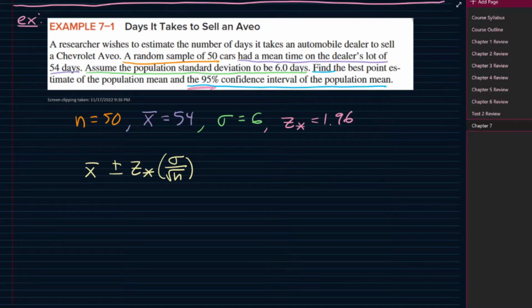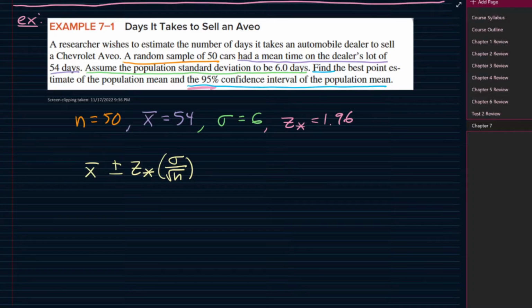Remember, it goes 1.65, 1.96, 2.58. Those are the three numbers you really want to remember. For a 90% confidence interval, the z star is 1.65. For the 95% confidence interval, the z star is 1.96. For the 99% confidence interval, the z star is 2.58.